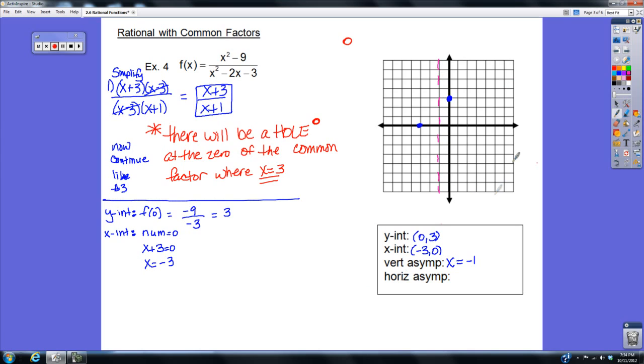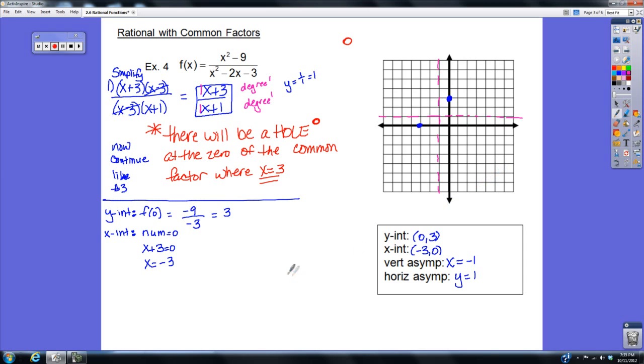Horizontal asymptote: look at the degrees. The degree of the numerator is 1. The degree of the denominator is 1. I'm just going to write degree 1, degree 1. Now the coefficient here is an invisible 1, and this coefficient is an invisible 1. So my coefficient over my coefficient is y equals 1 over 1, which is 1. So y equals 1 is my horizontal asymptote. Put that on your graph. So there's my y-intercept, my x-intercept, my vertical asymptote, and my horizontal asymptote.